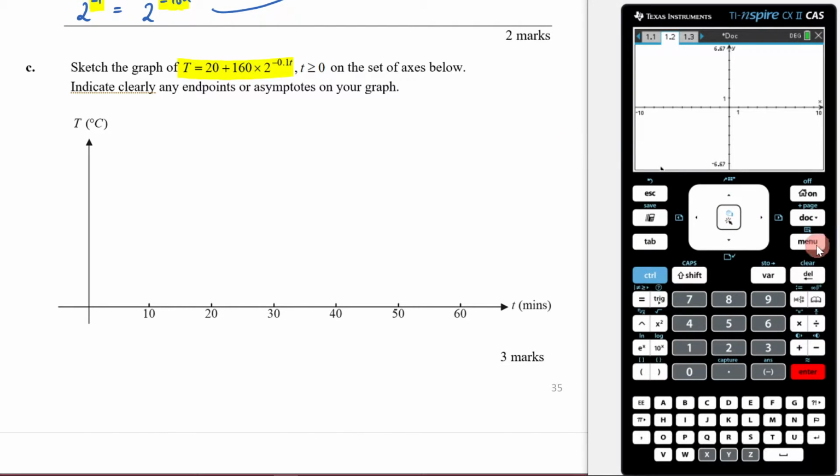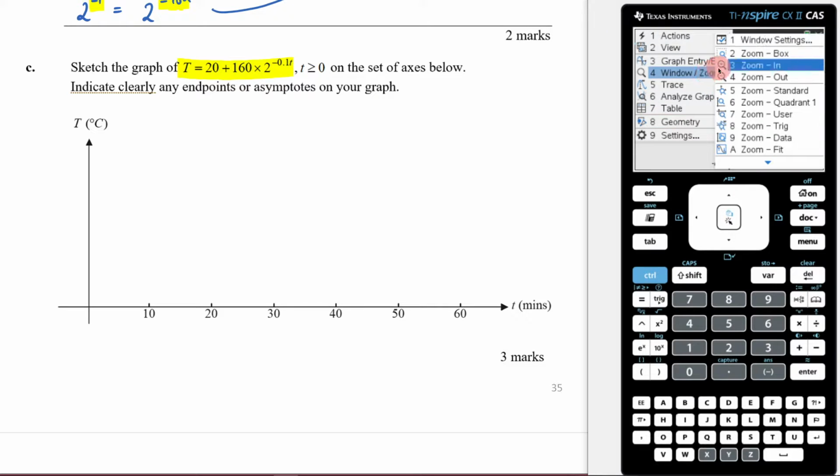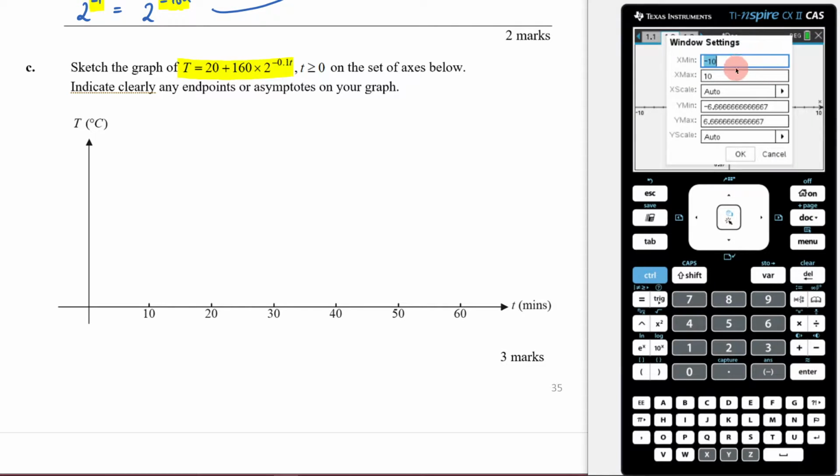If we can't find it, that's fine. We know that the maximum point is going to be 180, right? Because that's the maximum temperature that we found initially. So we can go window zoom, window settings. We know that our maximum Y that we really care about is 180. Let's overshoot that a bit and go 200.